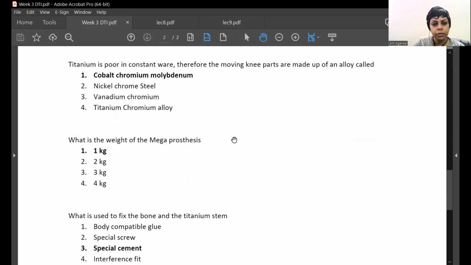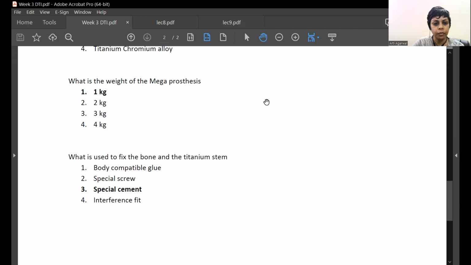Next: titanium is poor in wear, therefore the moving knee parts are made up of an alloy called, this is a factual question, so there's not much to explain, the cobalt, chromium, molybdenum alloy. This was the alloy they used for the moving parts of the knee, so that there is less wear and tear on the moving parts of the prosthesis. And the weight of the mega prosthesis is 1 kg, which is a reduction in the weight of the whole thing.